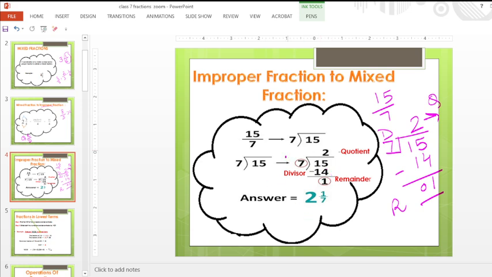So how do you write, what is the formula? In the previous slide also I told you that when you are converting improper fraction to mixed fraction, always use this formula, quotient remainder upon divisor. So first you need to divide, and what is your quotient? 2. And what is your remainder? Here it is 1 upon, and your divisor is 7. So this is how you have converted improper fraction to mixed fraction, right? I hope it's clear to everyone. Let's move on to the next slide.